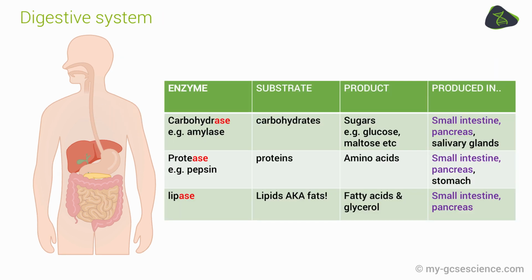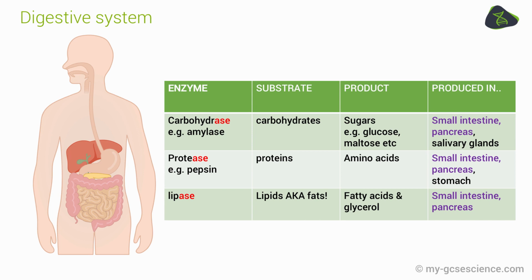So a quick summary of all of this. So you have got your 3 food groups. So we would refer to these now in the context of enzymes as the substrates. So carbohydrates are broken down by a class of enzymes called carbohydrase enzymes. An example would be amylase. The products of carbohydrate digestion are always sugars. So you could give an example of a sugar like glucose or maltose. And carbohydrase enzymes are made in the small intestine and the pancreas, but also in the salivary glands.